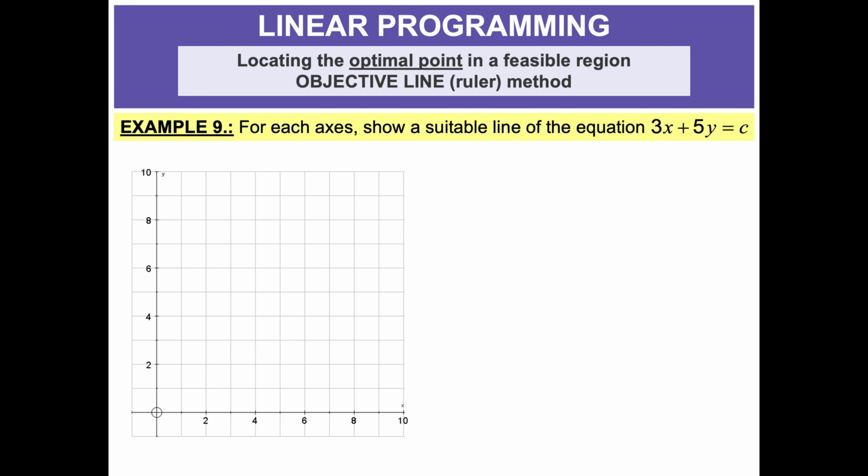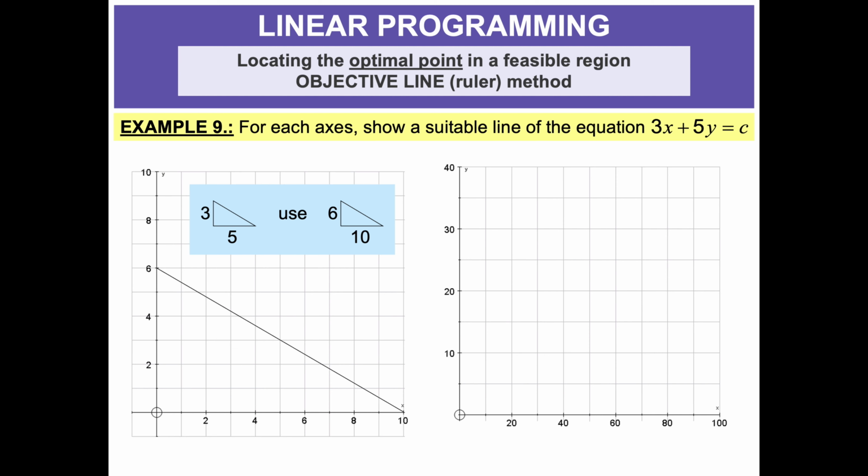So for example, if you have the axes with a scale of 1 up to 10 on the x and y axes, it's a good idea to use 3 and 5, the gradient 3 on the y-axis and 5 units on the x-axis, or you can use a similar triangle, 6 and 10. Whether you draw 6 and 10 or 3 and 5 doesn't matter, because it's just the initial line that you will be moving, as you will see in a moment.